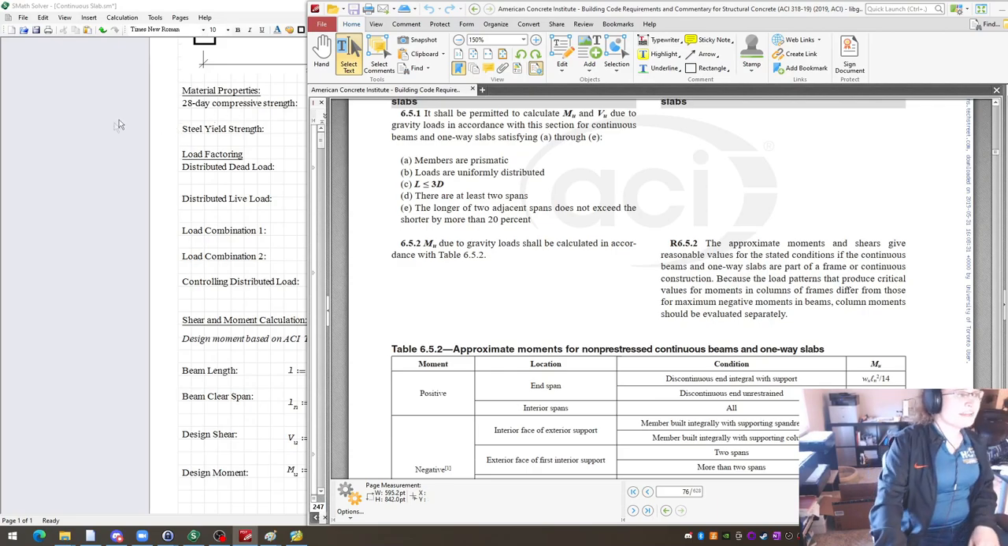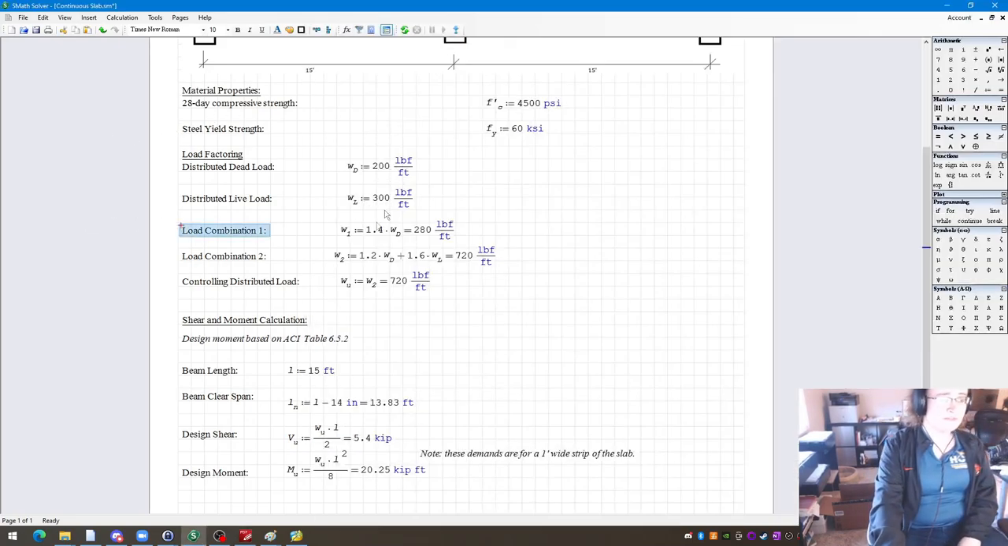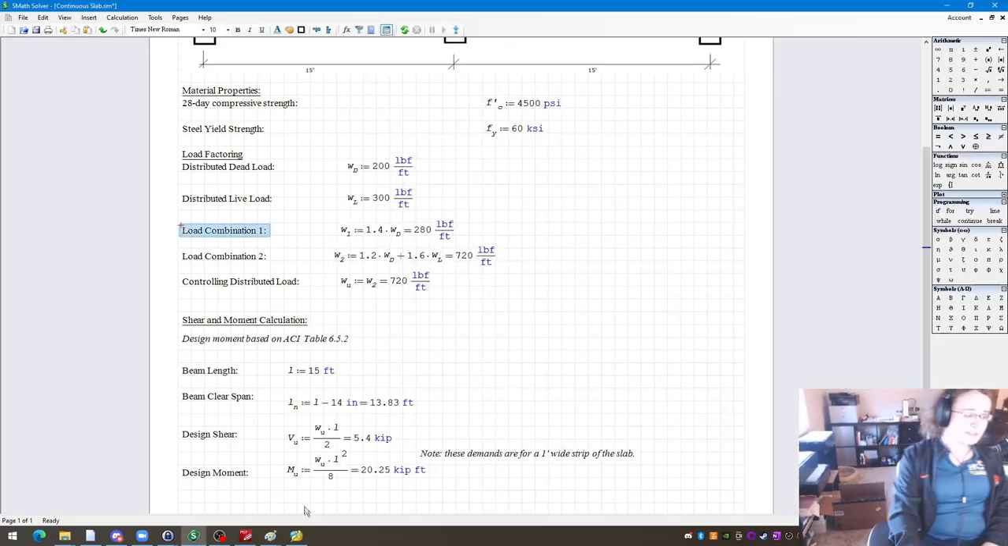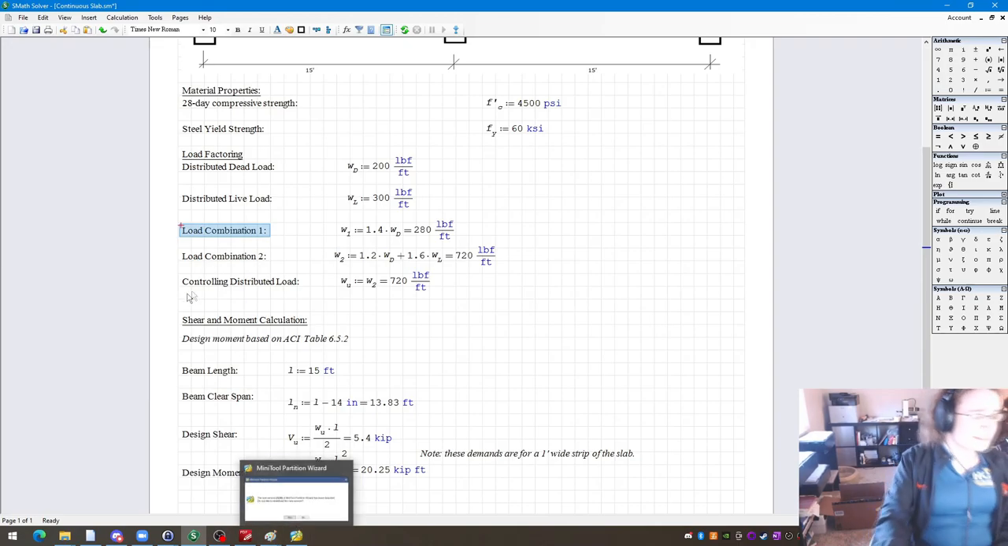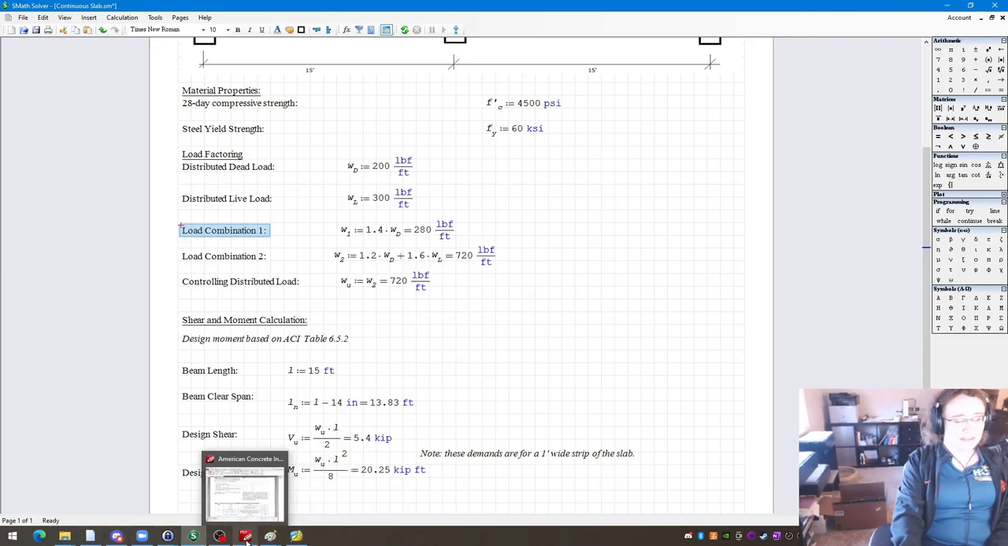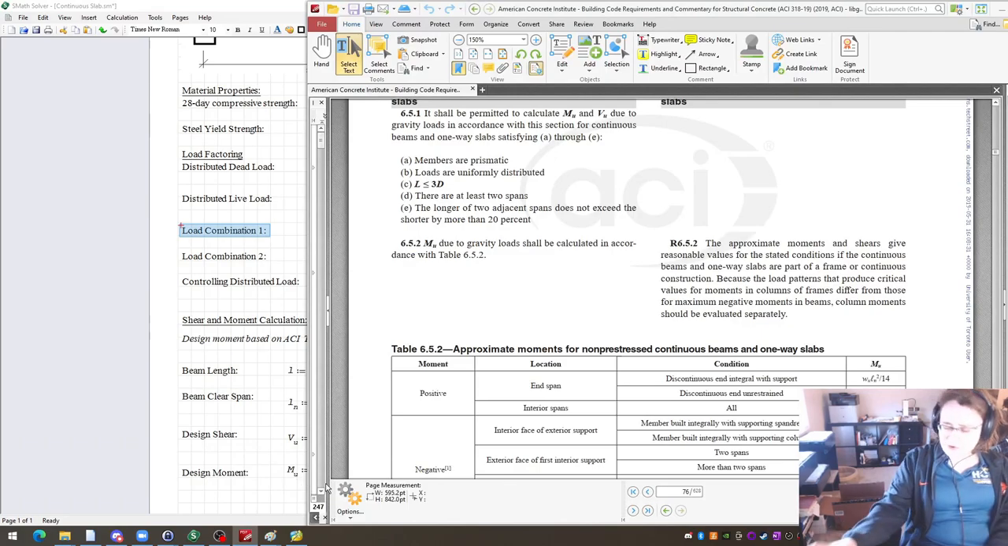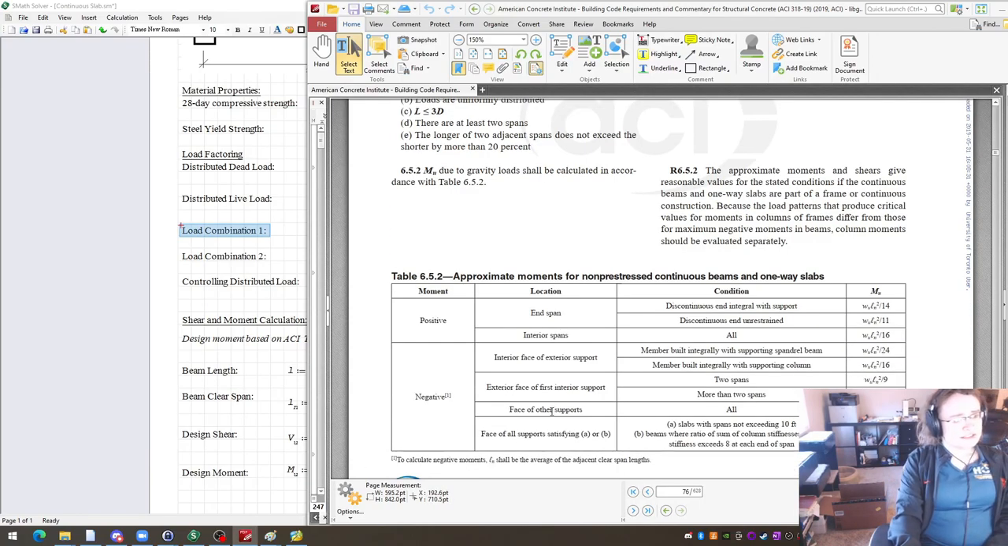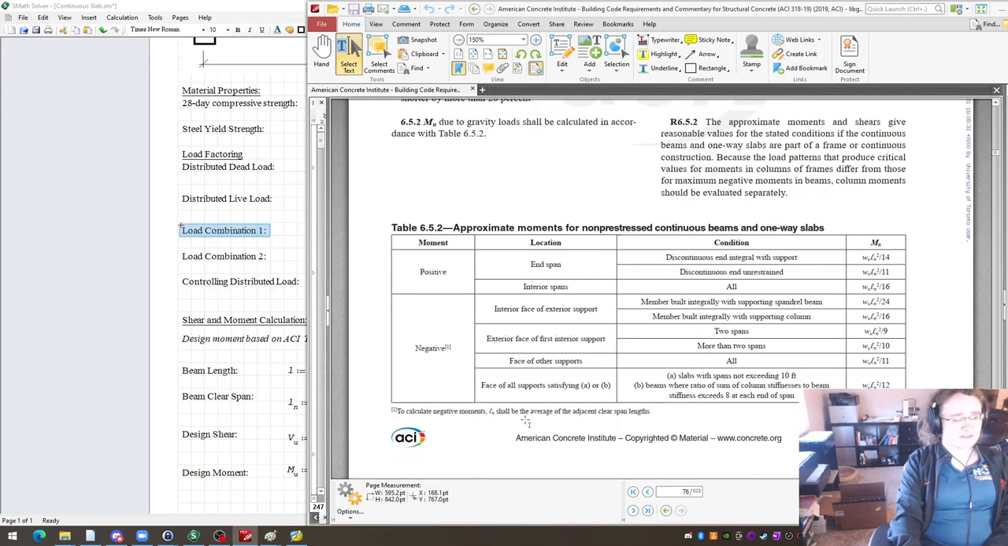Our service level dead load is 200 pounds per foot, and our live load is 200 pounds per foot, so indeed, our live load is not more than 3 times our dead load. It's 1.5 times the dead load. Okay. So, we need to consider this for a moment.